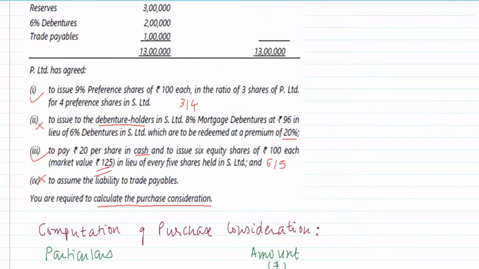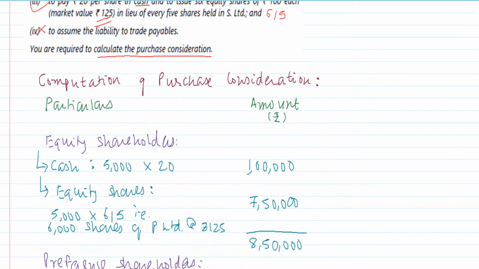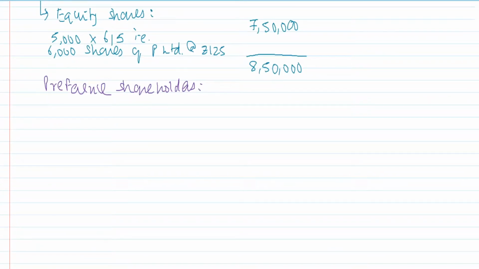Go back to the question, preference shareholders, 2,000 preference shares are there. And when it comes to the preference shares, our share exchange ratio is 3/4, and we will issue preference shares at 100 rupees each. Fine. Let us put the figures. Preference shareholders, 2,000 preference shares are there. I multiply that by 3/4, right? 2,000 into 3/4, so 1,500.